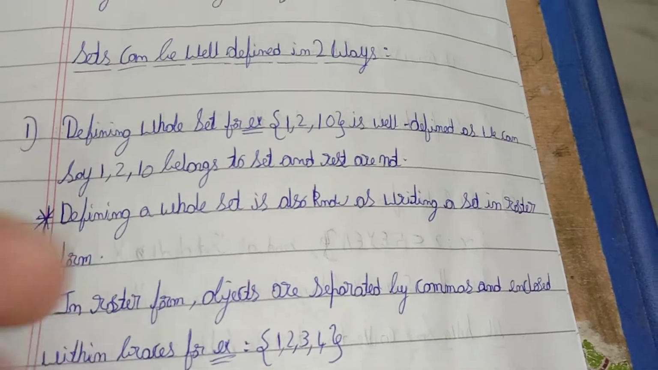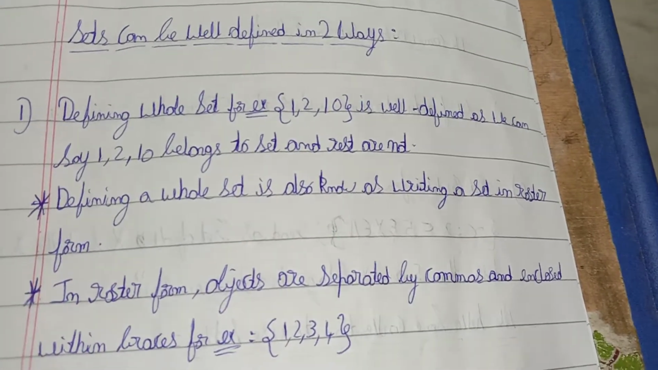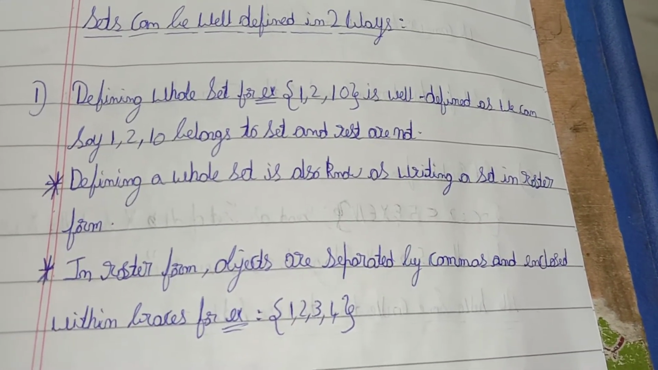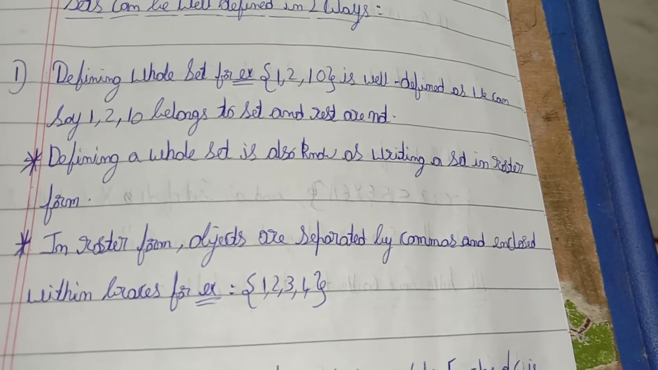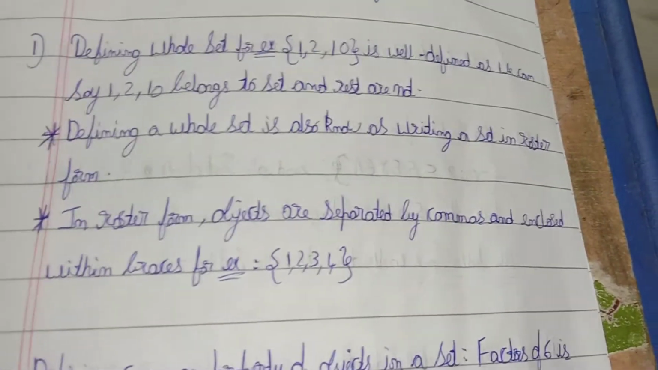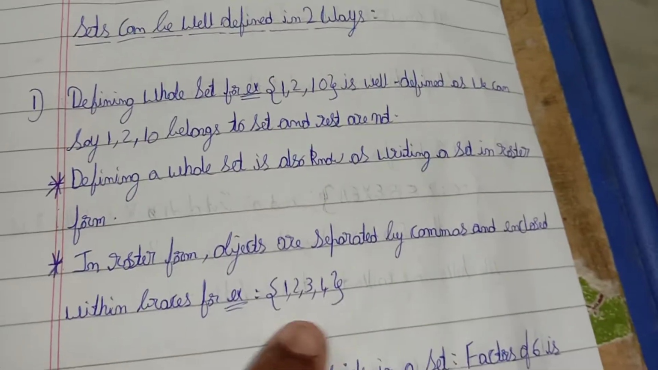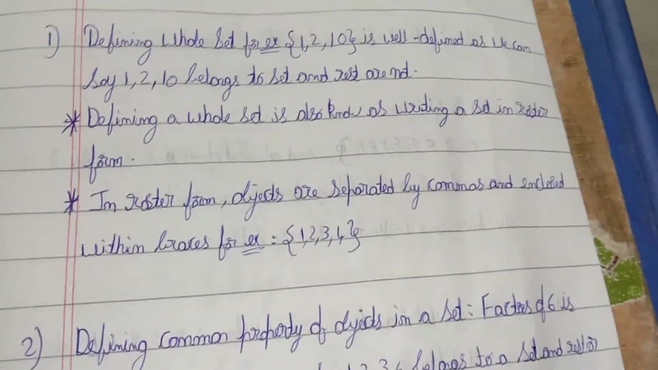That is called roster form, friends. In roster form, objects are separated by commas and enclosed within brackets. For example, {1, 2, 3, 4}. The flower bracket is very important, friends.